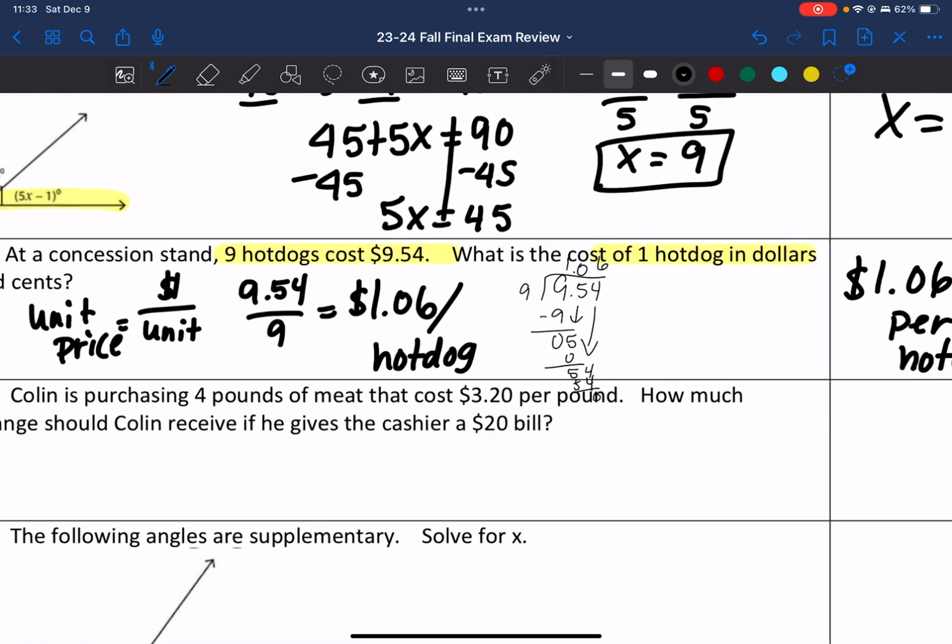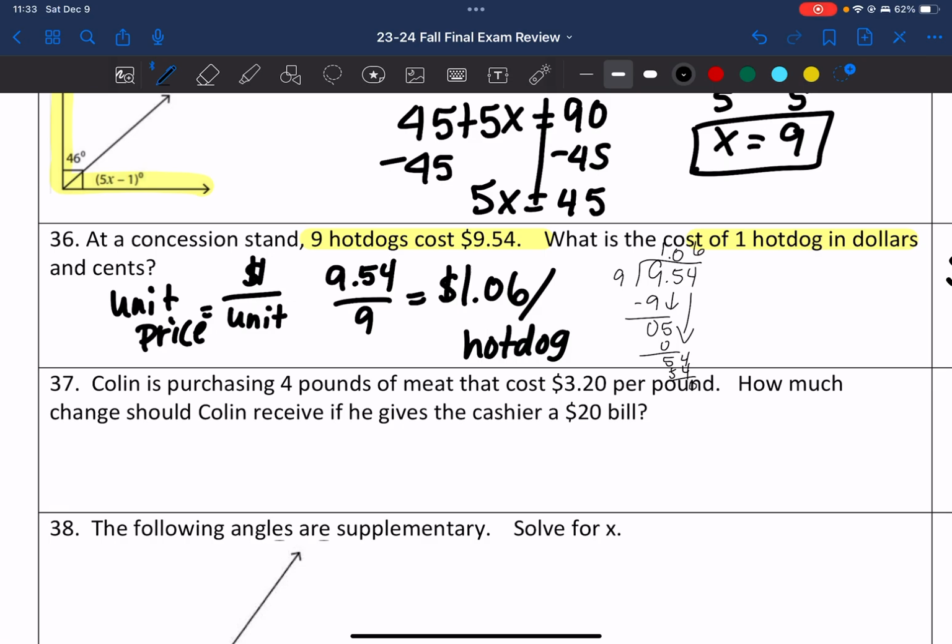Okay, Colin is purchasing 4 pounds of meat that cost $3.20 per pound. How much change should Colin receive if he gives the cashier a $20 bill? So this is just simple question math, okay? All right, so 4 pounds of meat cost $3.20 per pound. So what we have to do first is $3.20 times 4. 0, 2 times 4 is 8, 4 times 3 is 12. He's paying a total of $12.80. Like, that's a subtotal, right?